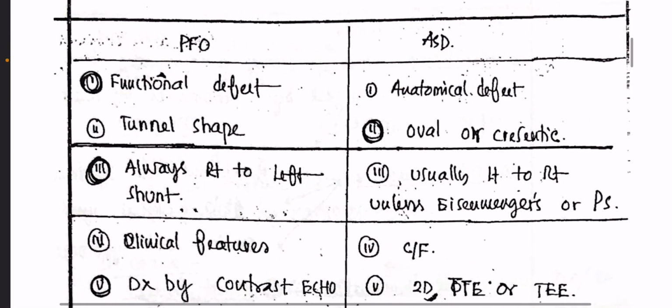Now, what is the difference between PFO and ASD? PFO is a functional defect, ASD is an anatomical defect. PFO is tunnel shaped, ASD is oval or crescentic in shape. PFO is always right to left shunt. ASD is usually left to right unless Eisenmenger's or pulmonary stenosis.